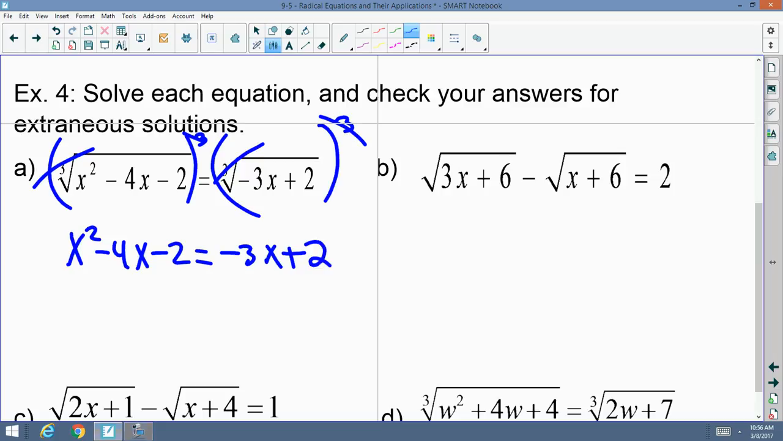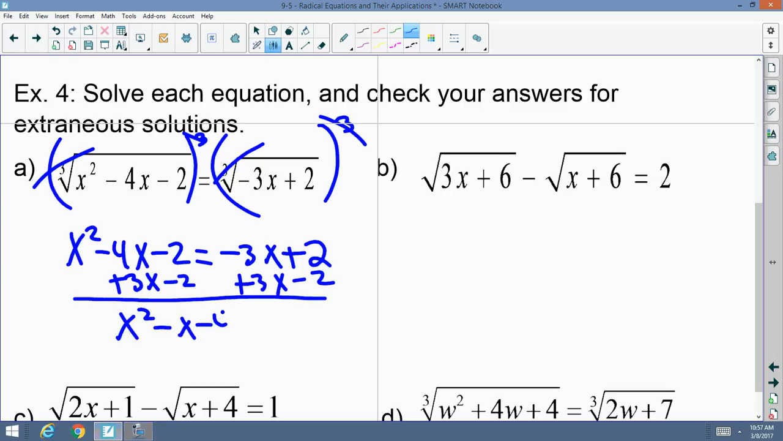Now I'm going to create a trinomial. Thank you very much, my brother. So I'm going to add 3x and subtract 2 to both sides. Add 3x and subtract 2 to both sides. So I've got x squared minus x minus 4 equals 0.